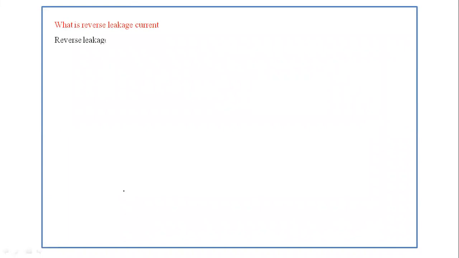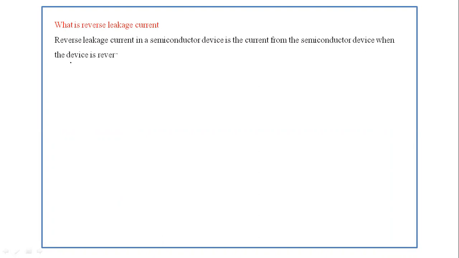What is reverse leakage current? The reverse leakage current in a semiconductor device is the current flowing through the device when the device is reverse biased. When it is reverse biased, we will get the reverse leakage current.